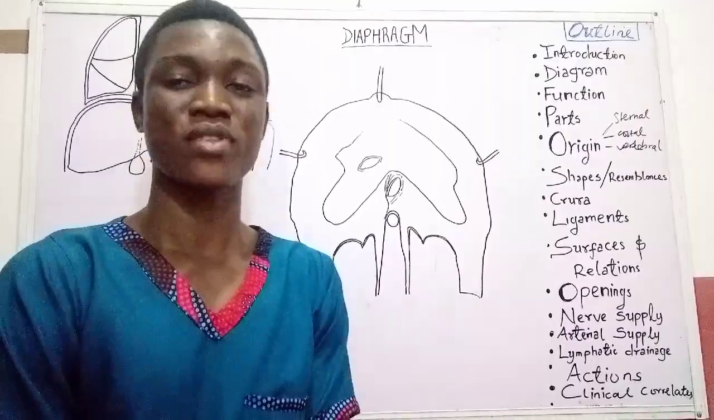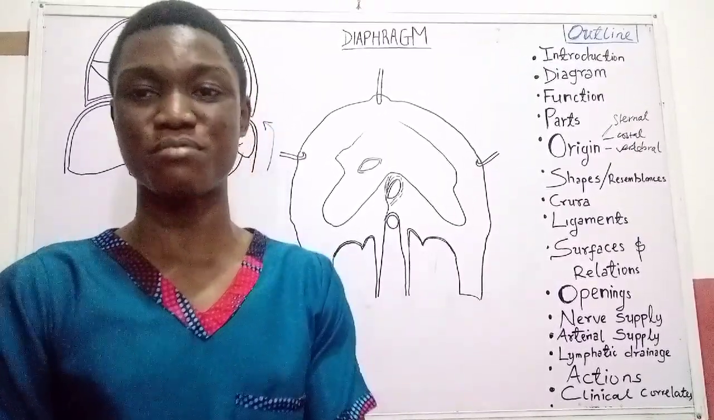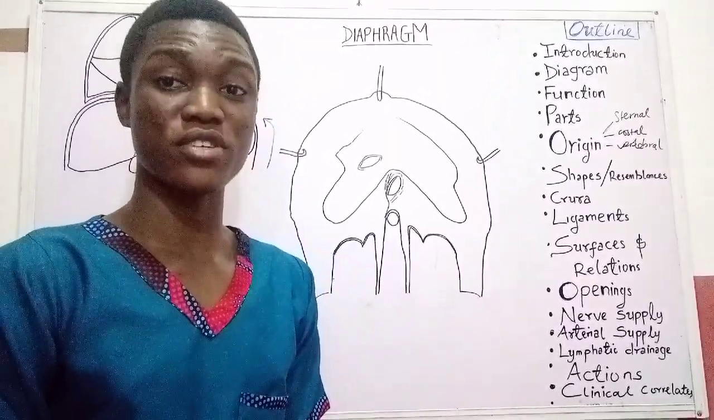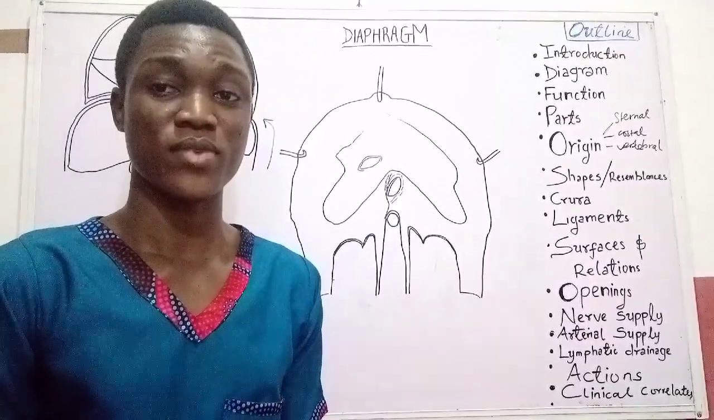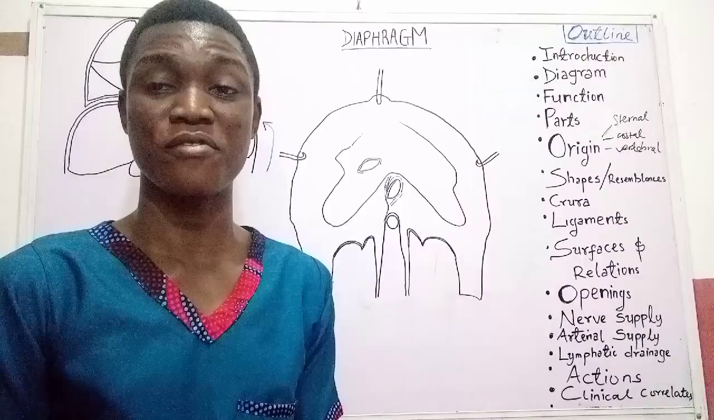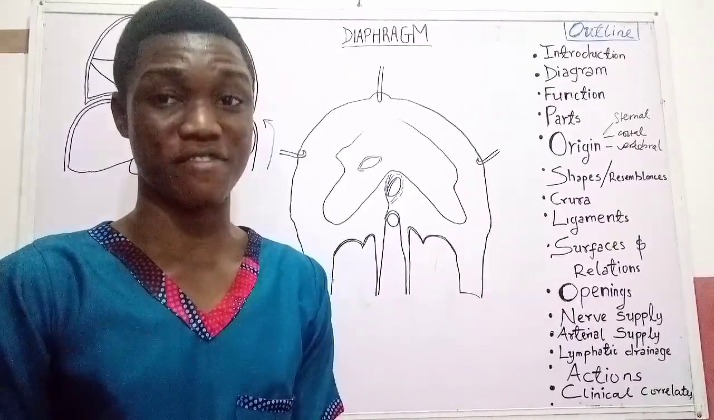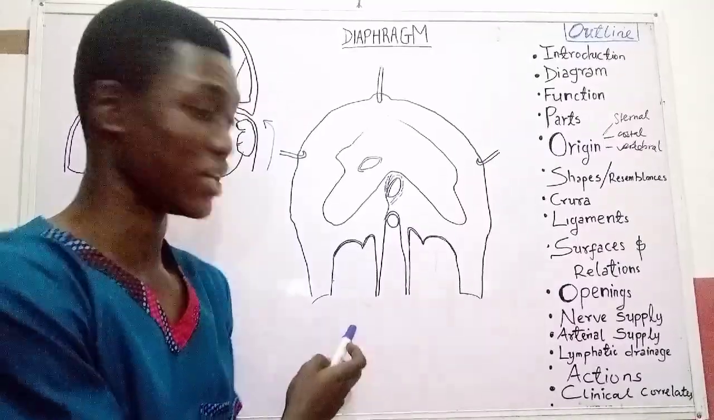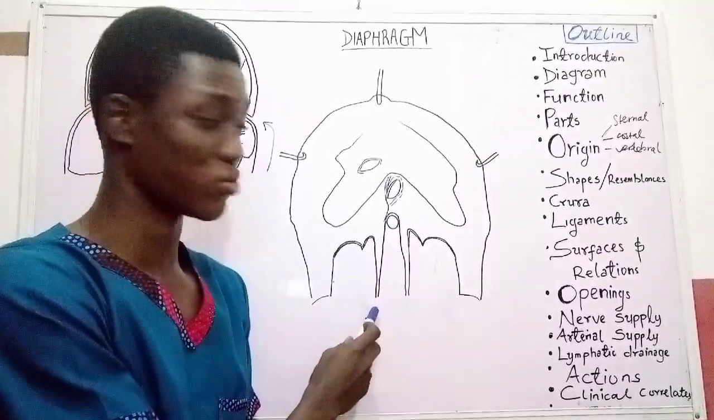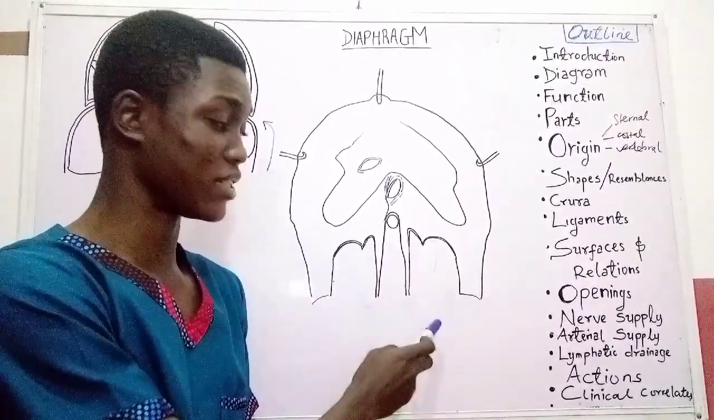So take note. And then we have the vertebral origin. This vertebral origin is simply referring to the left and the right crura and the arcuate ligaments of the diaphragm. As you have on the board here, this is the right crus, and this is the left crus.